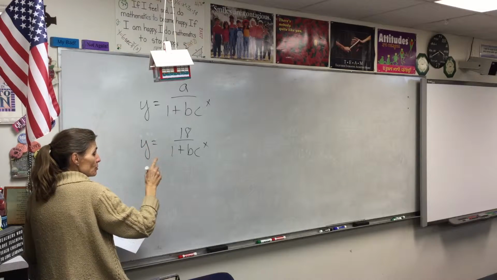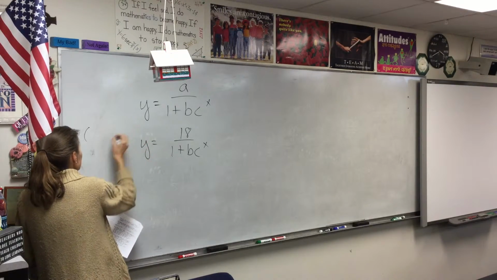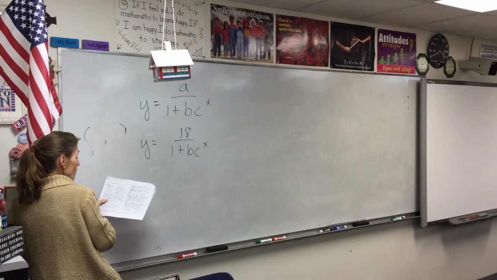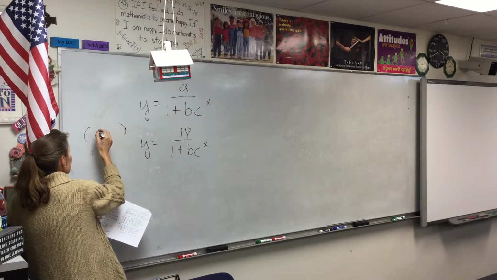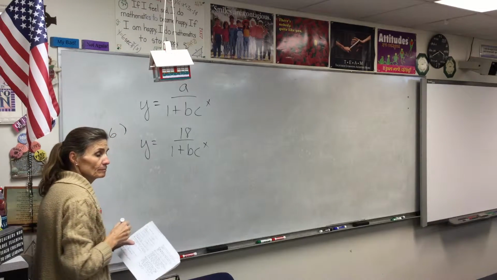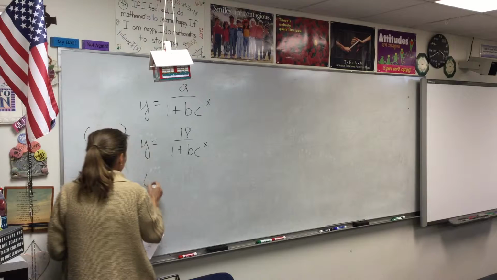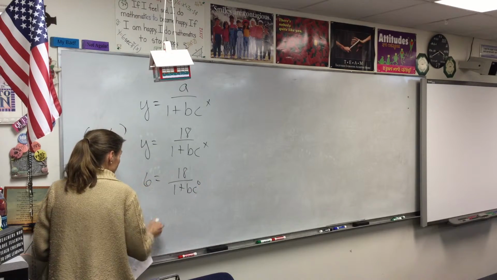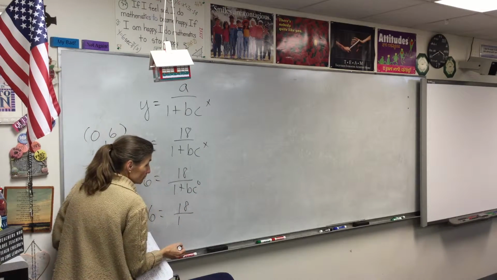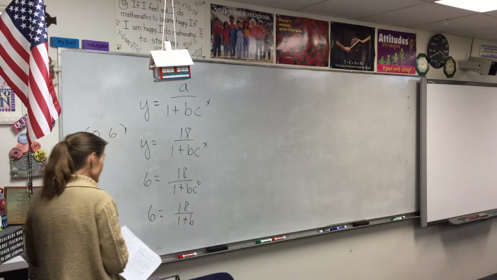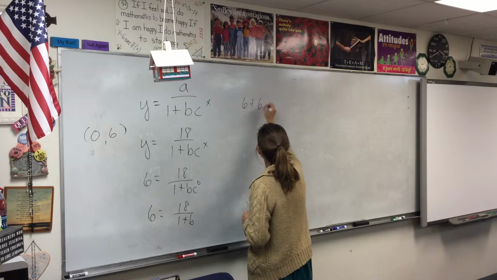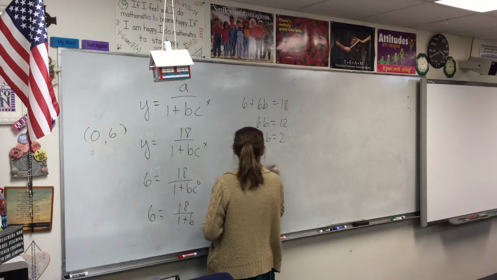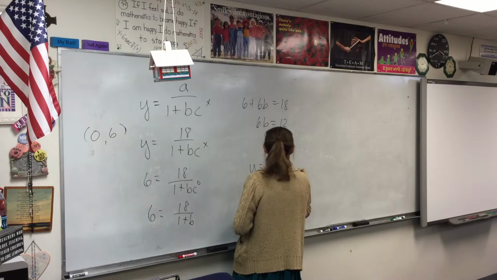Now we're going to do this initial value thing. The initial value is a point. What point is it? You're looking at the same problem I am. The initial value is 0, 6. So in it goes, and c to the 0th is 1. So now I have this little equation to solve. So b is 2. So now I have 18 over 1 plus 2c to the x.